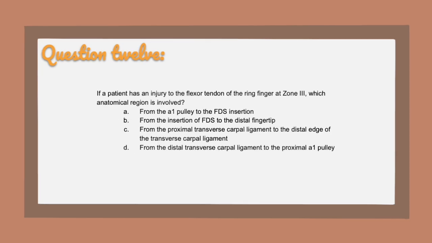Question 12. If a patient has an injury to the flexor tendon of the ring finger at zone 3, which anatomical region is involved? A, from the A1 pulley to the FDS insertion, B, from the insertion of the FDS to the distal fingertip, C, from the proximal transverse carpal ligament to the distal edge of the transverse carpal ligament, or D, from the distal transverse carpal ligament to the proximal A1 pulley.